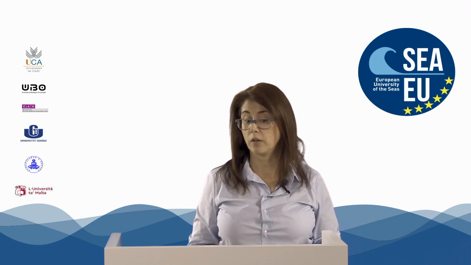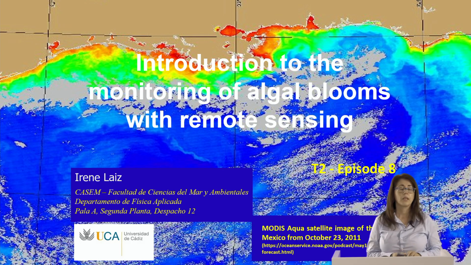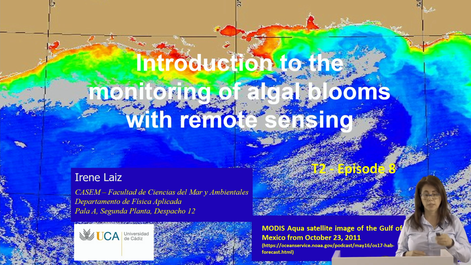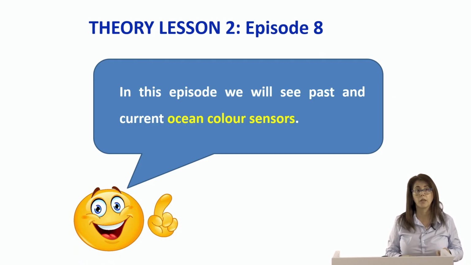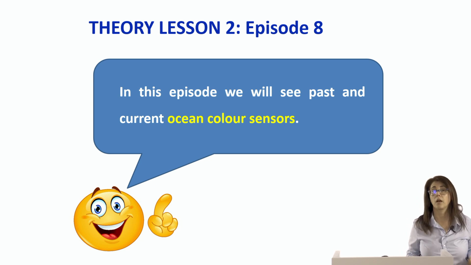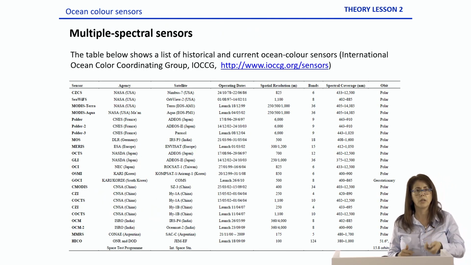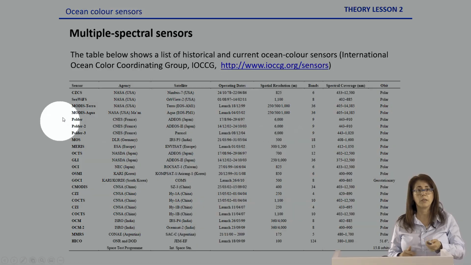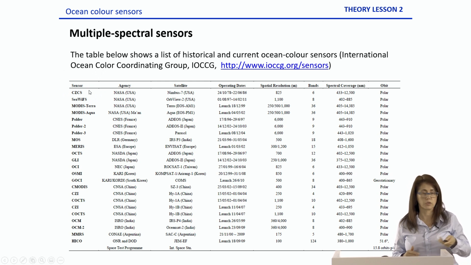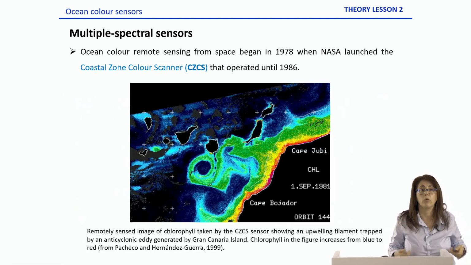Hello and welcome back. This is episode number 8 from the second block of theory lessons. In this episode, we will see past and current ocean color sensors. As you can see in this table here, along the years, there have been many missions, many sensors that have been launched. Of course, we are not going to see them all, we are only going to see some of them.